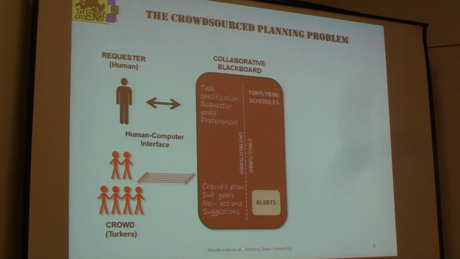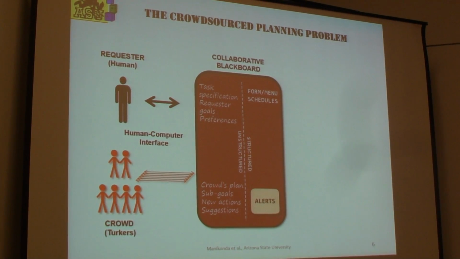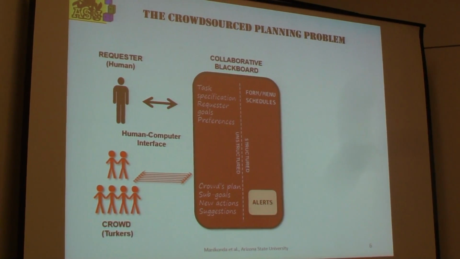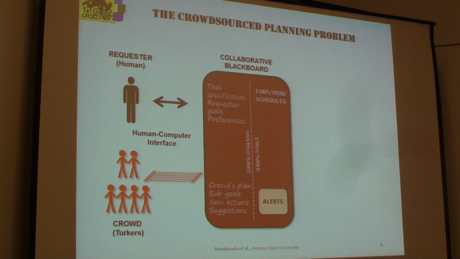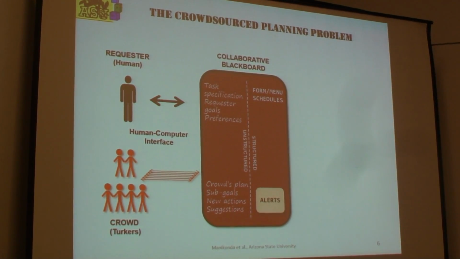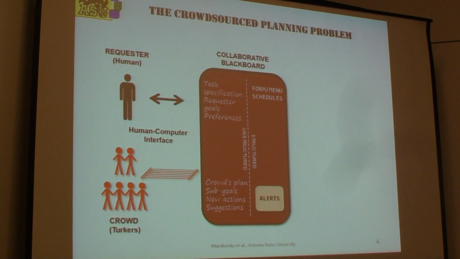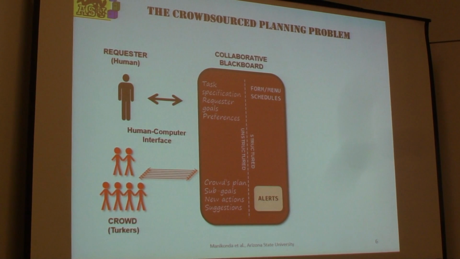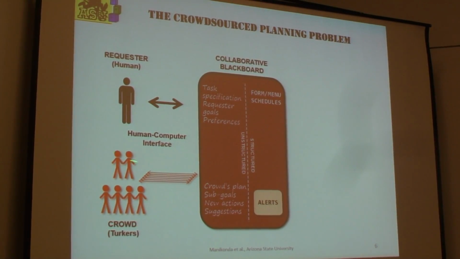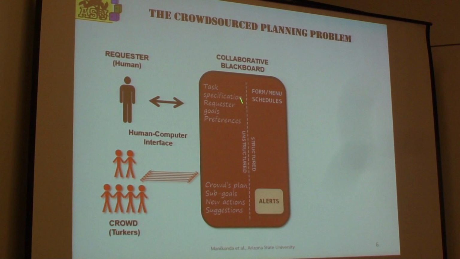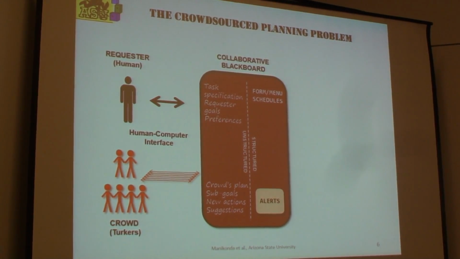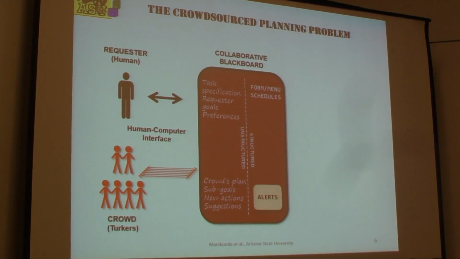And the crowdsourced planning problem that we are trying to solve essentially looks like this, where you have the requester who I defined and you have the crowd, and they both are essentially interacting via this common interface. We call it the collaborative blackboard. You can think of it as a collaborative interface into which all of the users involved in this process have both reading and writing rights. Okay, so the requester can basically input their specification, their goals, preferences, and so on, and it can be in either an unstructured format or a structured format. And similarly, the crowd can input their suggestions.